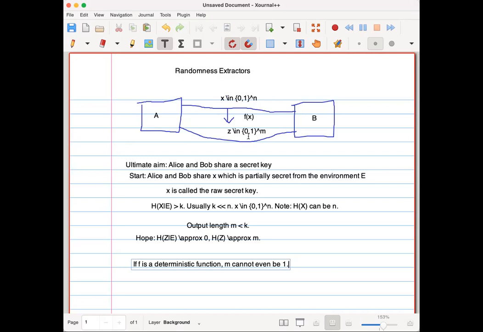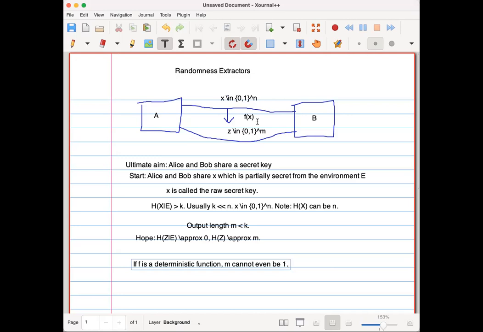Let us consider an extreme case where the environment actually has no information about x. So h of x given E is equal to 0. And the entropy of x is also very high, larger than n minus 1. But still, I cannot even extract one bit. Life can be so bad. The reason is, look at the distribution which is uniform on the inverse image of 0 under f.